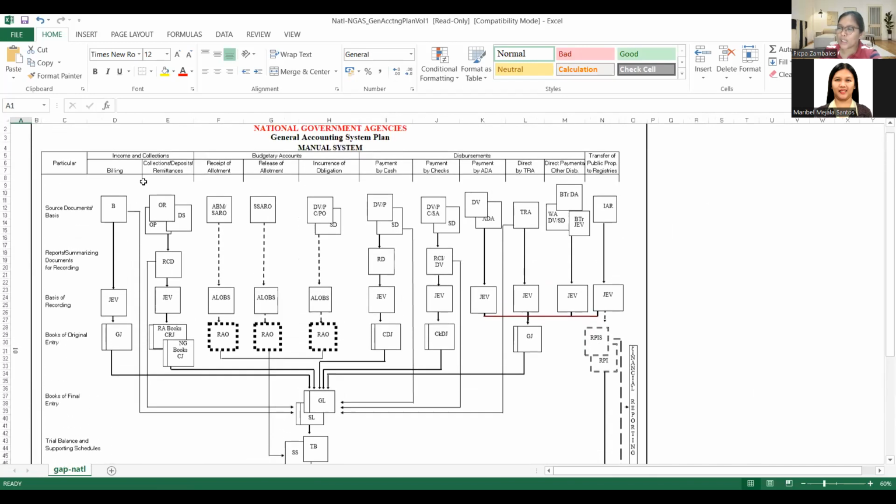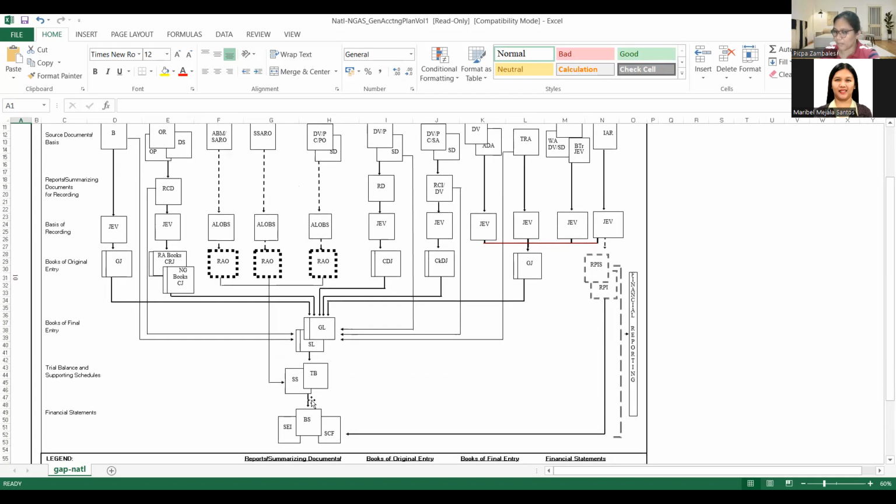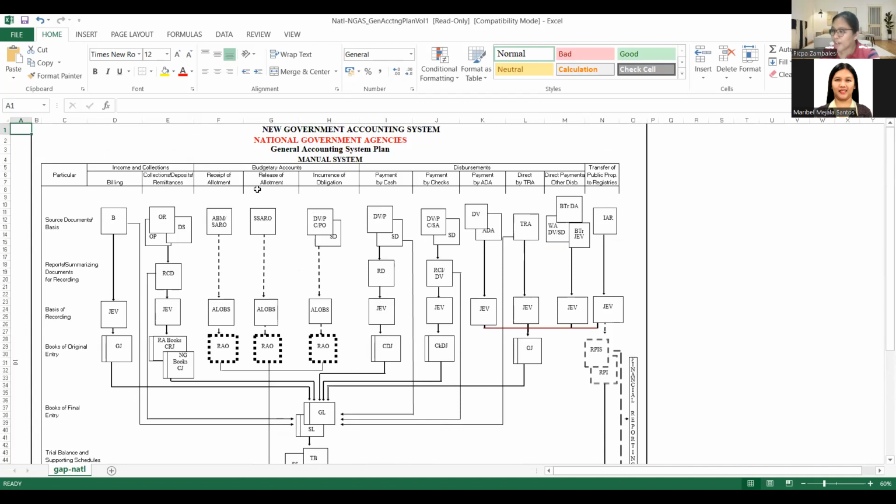So any income from an OR, you summarize it in the RCD, or report of collections and deposits. Then you have a journal entry voucher. Then you put it in the cash receipts journal. Then it goes to the general ledger or subsidiary ledger, and then your trial balance to make the financial statements. So that's the income. For budgetary accounts, it's the same.